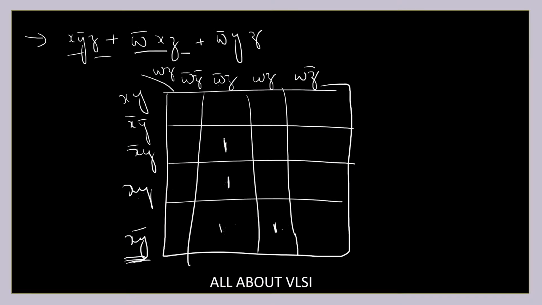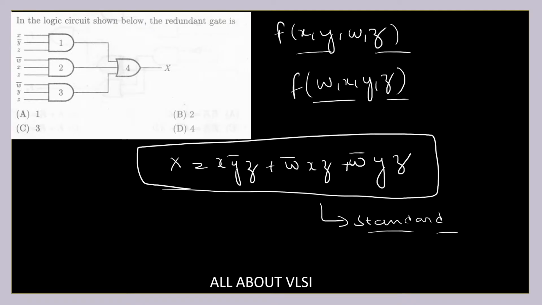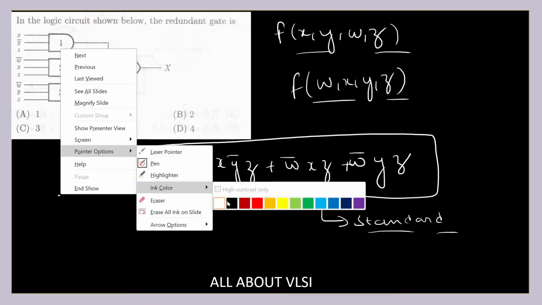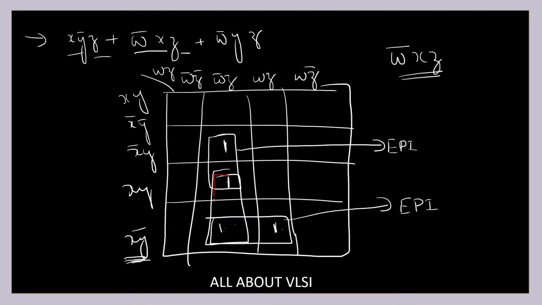Okay. Now what you're going to do, I can plot these two, and I can plot these two. These are my essential prime implicants. This is one essential prime implicant, and this is one more essential prime implicant. What is the redundant prime implicant we have? This is the redundant prime implicant, and its value is nothing but x into w bar z, which is w bar x z. The redundant prime implicant w bar x z is nothing but my second gate. So my option is B. You can see over here, this grouping is not necessary, and the redundant prime implicant's value is w bar x z.